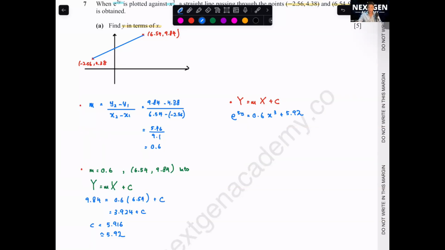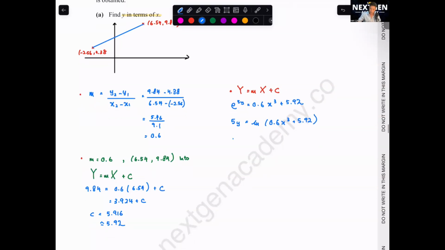From here, they want y in terms of x. That means we need to make y the subject. Inverse your exponential, we'll get ln. So this will be 5y equals ln of 0.6x cubed plus 5.92. Then y equals 1 over 5 ln 0.6x cubed plus 5.92. This is your final answer.